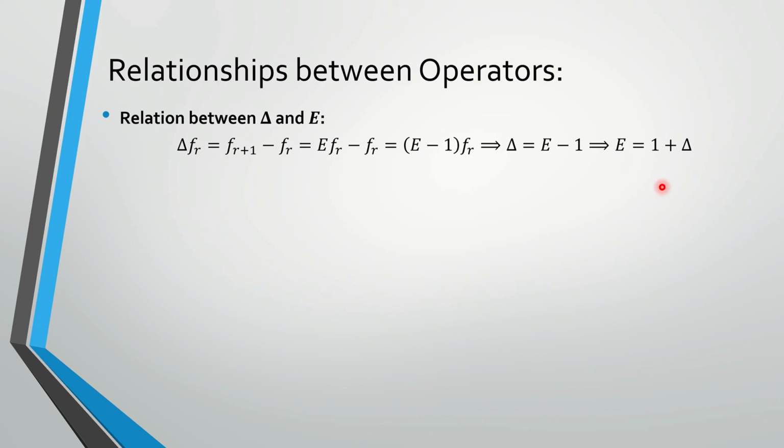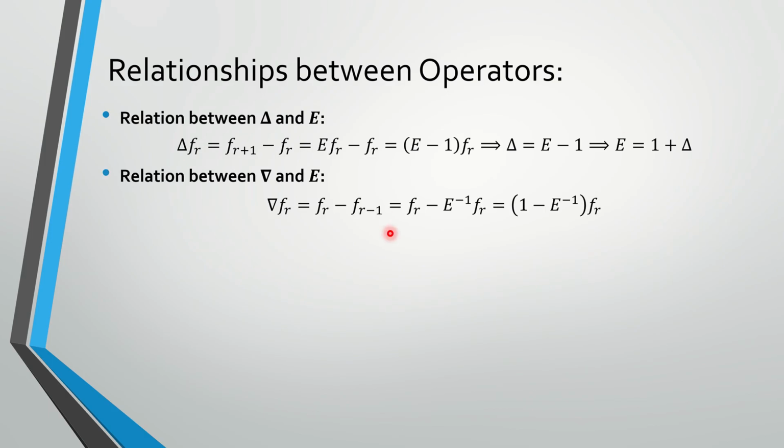This is obviously used later on when we develop formulas. If we talk about nabla and E, nabla was defined as f_r minus f_(r-1). Now if you express this in terms of the shift operator, that was defined a bit earlier as (1-E^-1) f_r, and again f_r is arbitrary, so we have nabla equal to 1 minus E inverse. You see, nabla equals 1 minus E inverse.